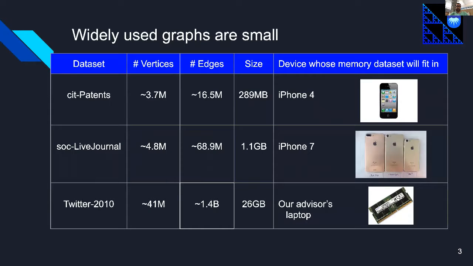Of the not so large data sets that are available, a few get used most widely. One such example is the US Patent Citation Network, the CIT patent dataset. It has around 3.7 million vertices and 16.5 million edges, and in its uncompressed format is 289 megabytes, which is small enough to fit in the memory on an iPhone 4. On the other end of the spectrum is the Twitter crawl dataset from 2010. It has 41 million vertices and 1.4 billion edges, and in its uncompressed format is around 26 gigabytes. This is fairly big, but to put things in perspective, it is still small enough that it fits in the memory on our advisor's laptop. We measured this.